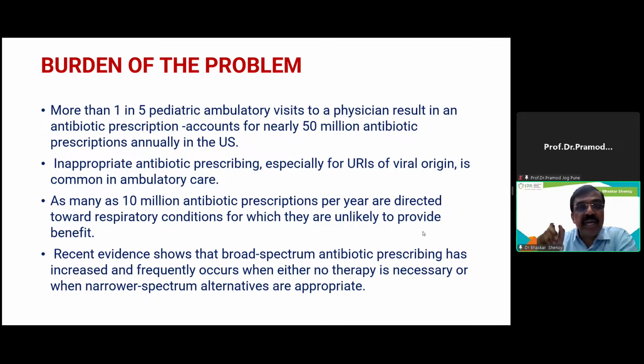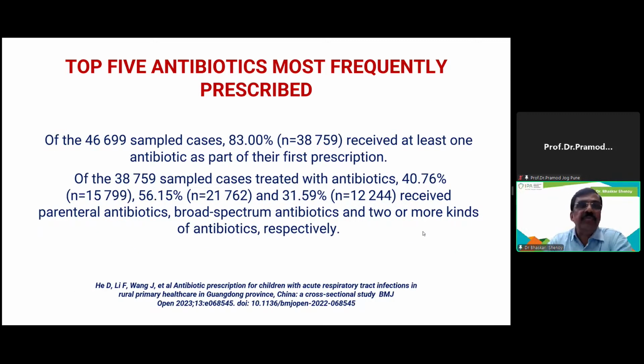And inappropriate antibiotic prescription, especially for URI, is very common, and 10 million prescriptions per year are directed towards respiratory conditions, mind you, for which they are unlikely to provide benefit. That is the irony of the problem. So the recent evidence suggests that broad spectrum antibiotic prescription has increased, and it occurs when either no therapy is necessary or narrower spectrum antibiotics are more than enough.